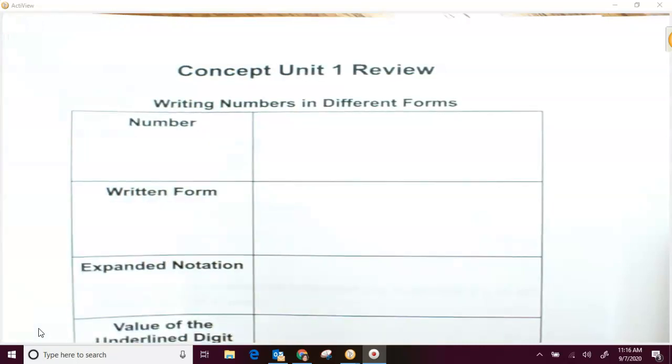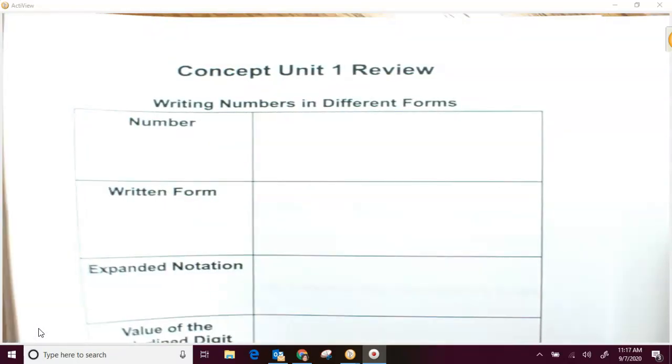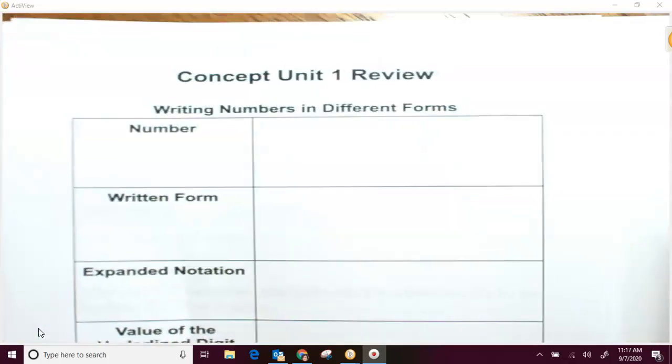I think there may be one multiple choice. No. Yeah, I think there is one multiple choice. Not looking at the right test.